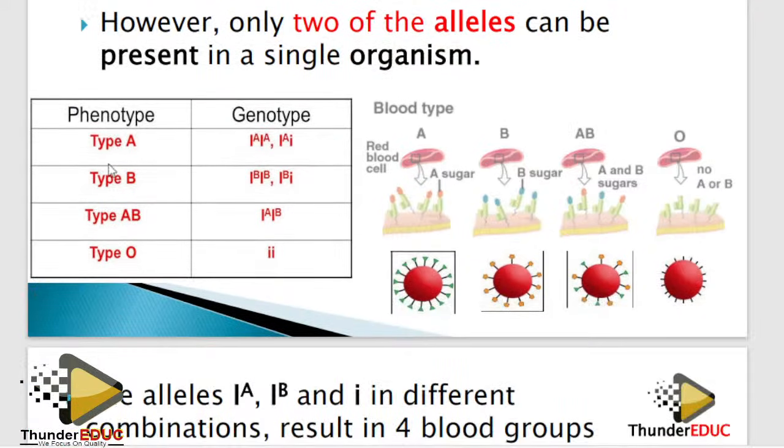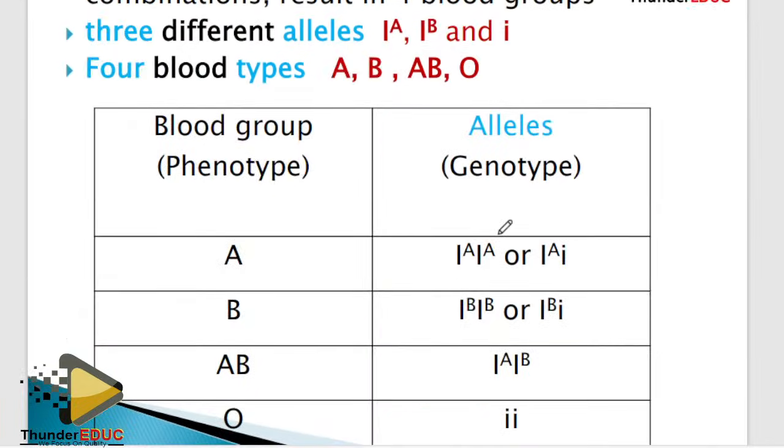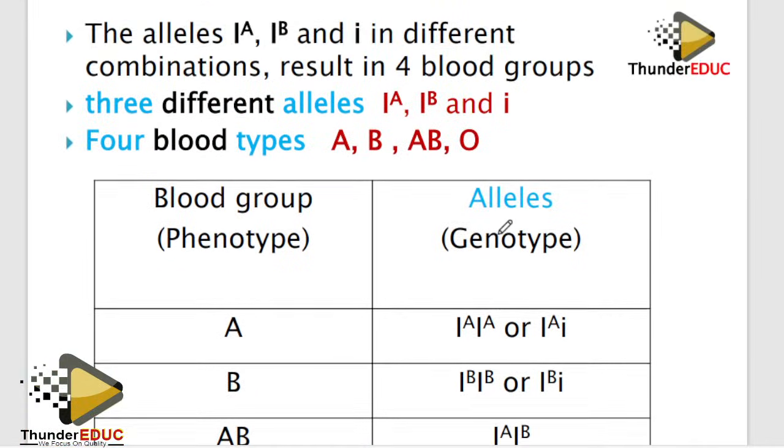So phenotypes, there are 4: 1, 2, 3, 4. And then the genotypes, there are 1, 2, 3, 4, 5, 6. That's what I said, because this is homozygous and heterozygous, codominant, and then homozygous recessive. Then they are saying that 3 different alleles, which are these, and 4 blood groups or types, which you call the phenotypes. So it's A, B, AB, and then O. That's what I'm saying, so that you understand.